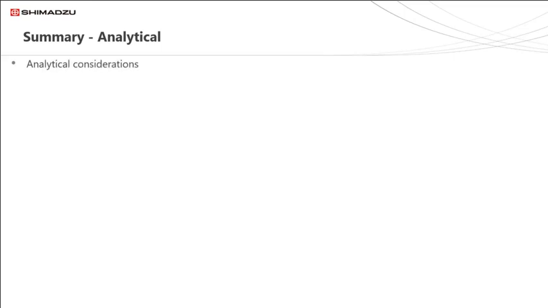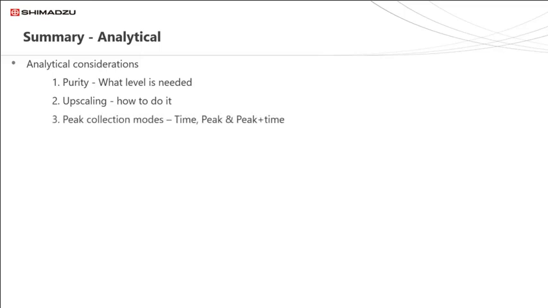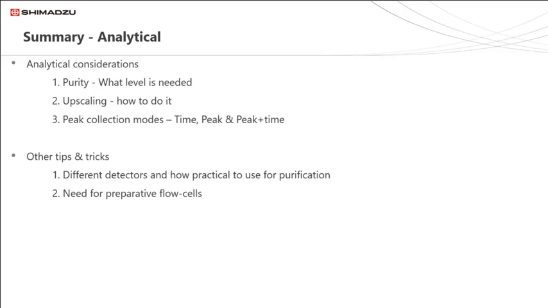Analytical considerations. Firstly, purity. What level is needed? Secondly, upscaling and how we do this. Thirdly, peak collection modes, time, peak, and peak plus time. Other tips and tricks. We mentioned different detectors and how practical they are for purification. And we also mentioned the need for preparative flow cells.